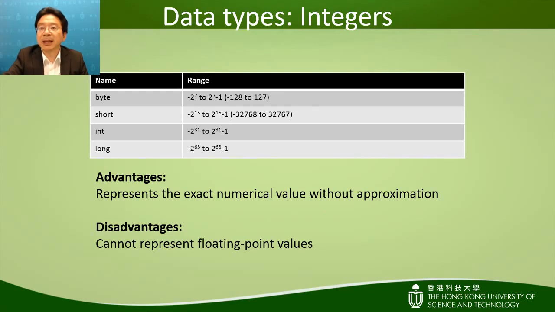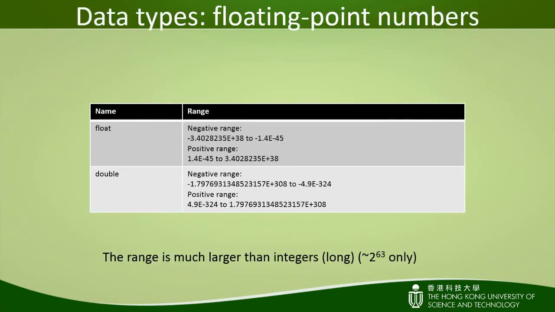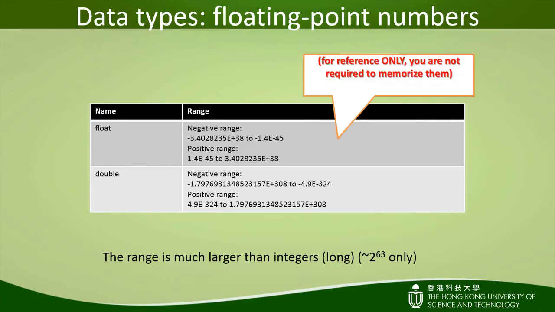Although long can represent up to 2 to the 63rd power, which is already a huge number, its range is still much smaller than a float or double. The table here shows the range of values that can be represented by float, which uses 32 bits, and double, which uses 64 bits. As you can see, these are astronomical numbers. These are for reference only, and you don't have to worry about memorizing them.